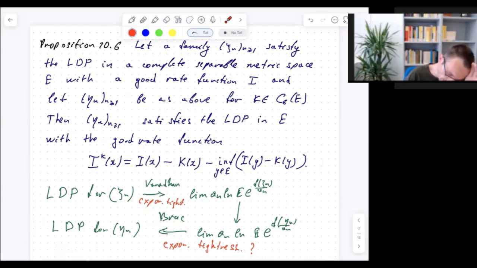And then in the second step, we will make the connection and show how from this one we can get the existence of limits of that type. And using Bryc, we will get the large deviation principle for eta n.